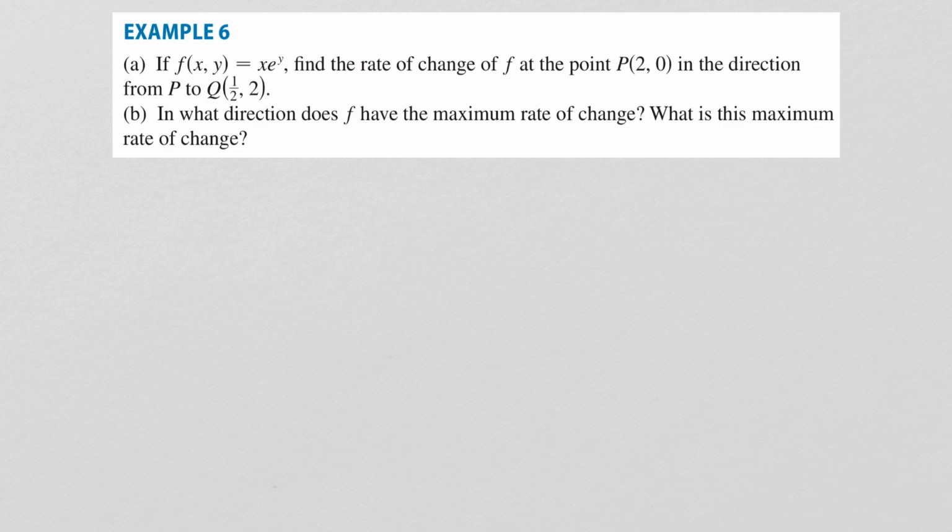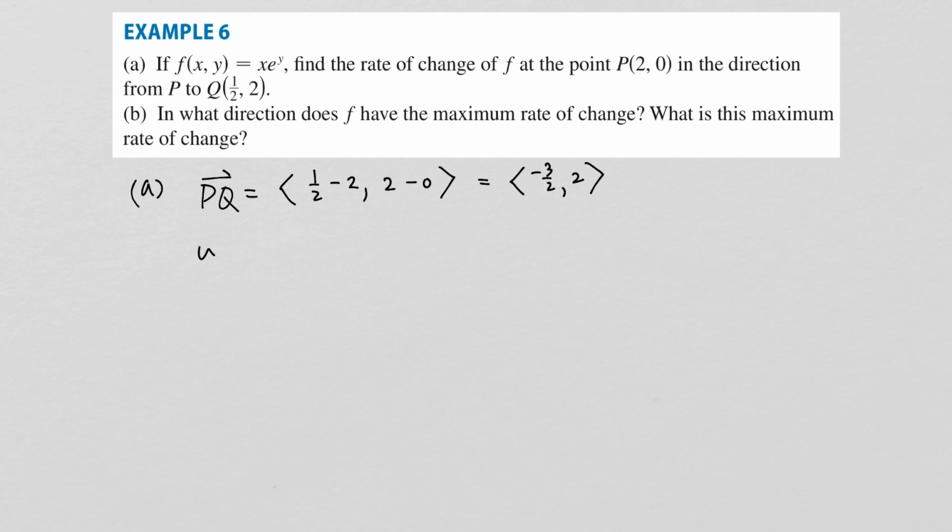Okay, so first of all, for part A, we need to find the direction vector. They tell us that it's in the direction from P to Q, so we need the vector PQ. To get that, I'm going to subtract coordinates. The x-coordinate of Q is 1/2, and we subtract the x-coordinate of P. The y-coordinate of Q is 2, and we subtract the y-coordinate of P. This gives us (-3/2, 2).